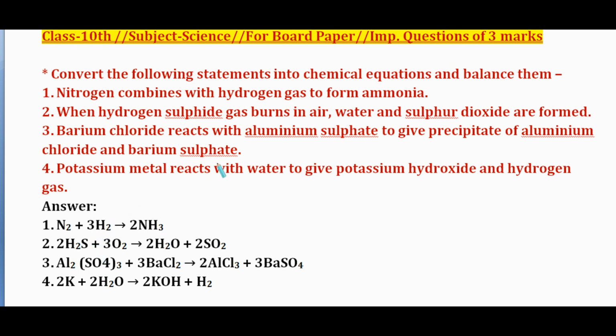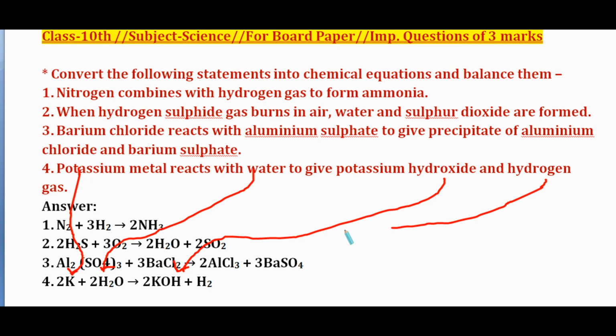Now potassium metal reacts with water to give potassium hydroxide and hydrogen. This is potassium metal, that is K, reacts with water, that is H2O. It forms potassium hydroxide, KOH, and hydrogen, this is H2, and then balance the equation.